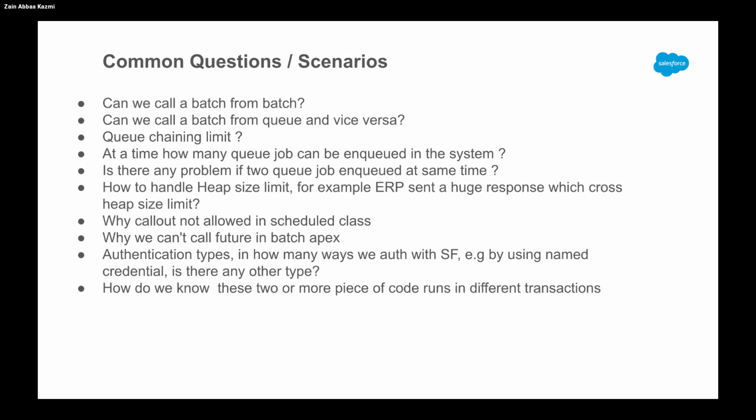How do we know that two or more pieces of code run in different transactions? That's an easy one: I see the debug log. If two transactions occur, I know the code is running in different transactions. That's the easiest way I can think of. I think that's a question my juniors have asked me multiple times, and it could have helped you as well. If you have any questions, you are more than welcome to ask.